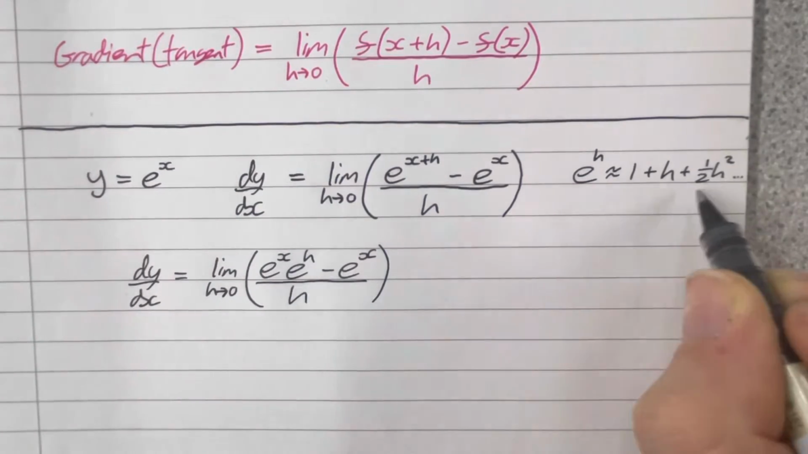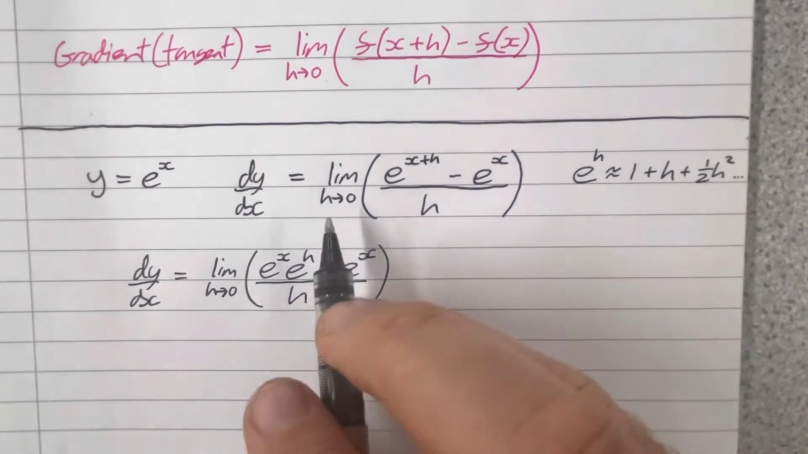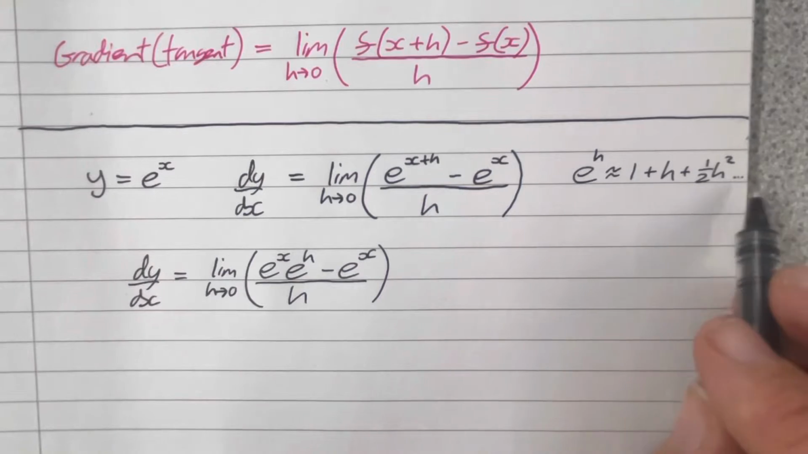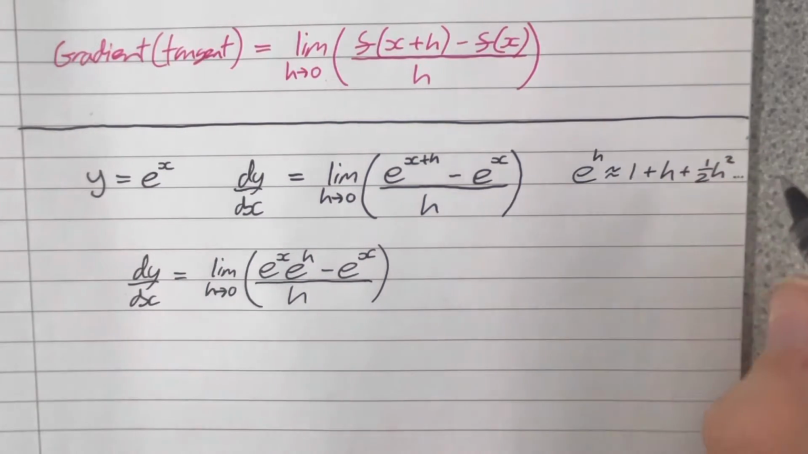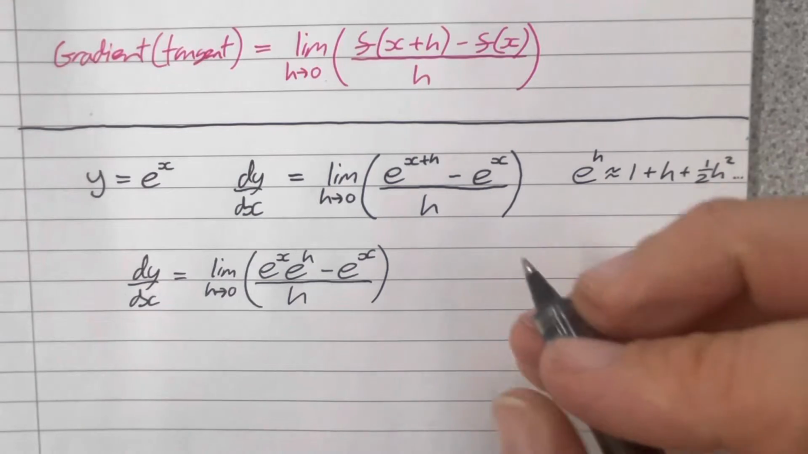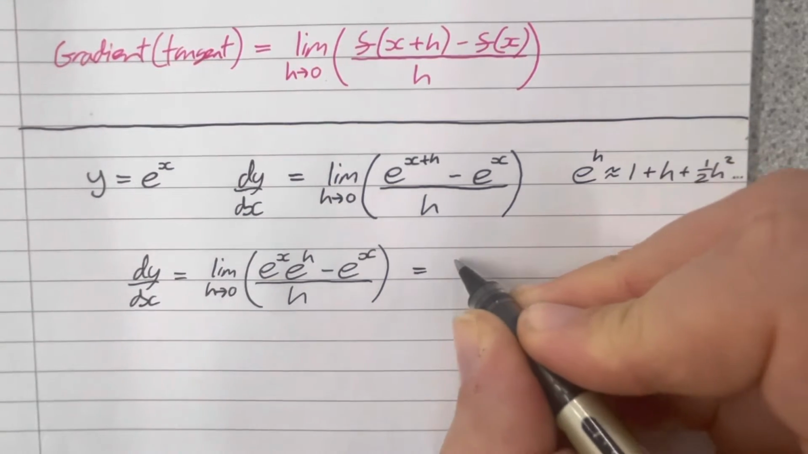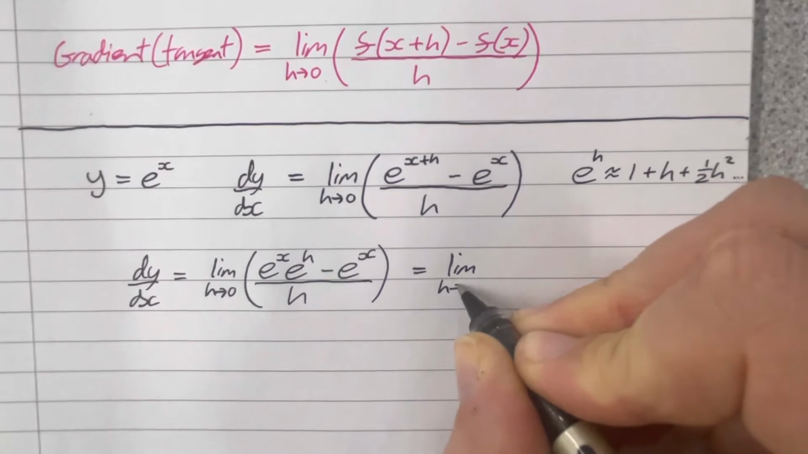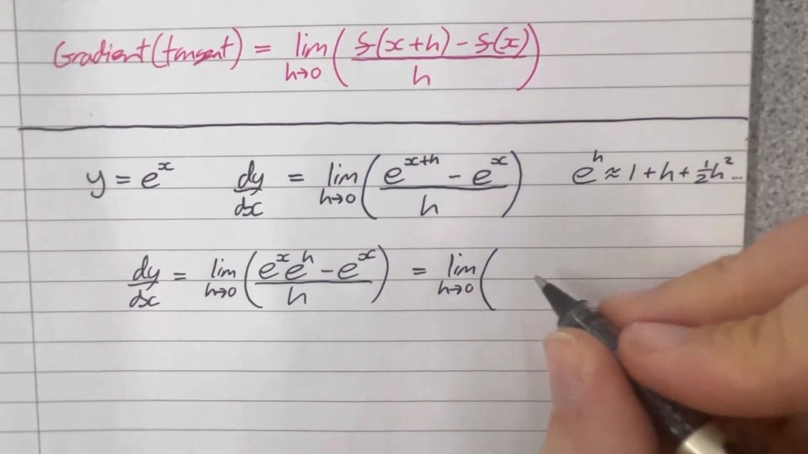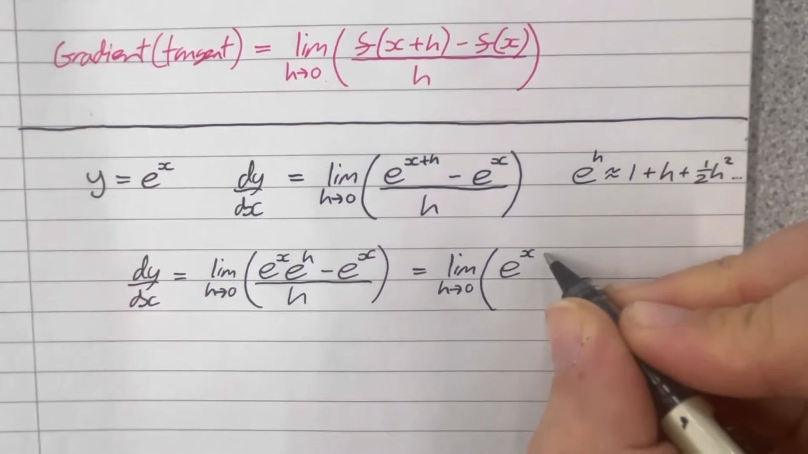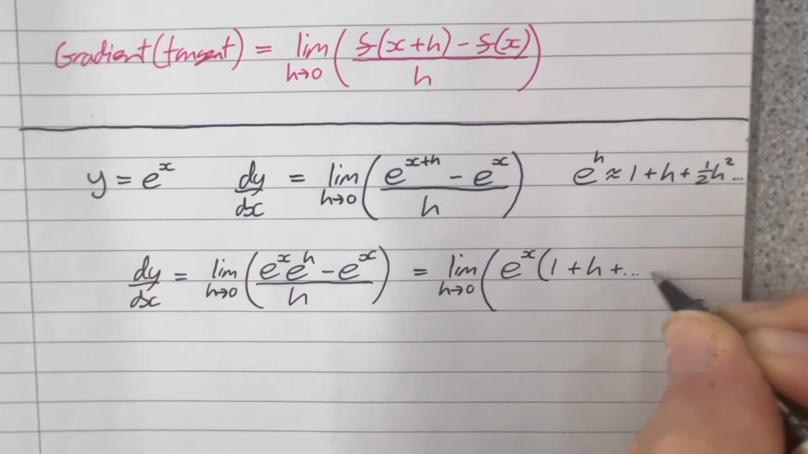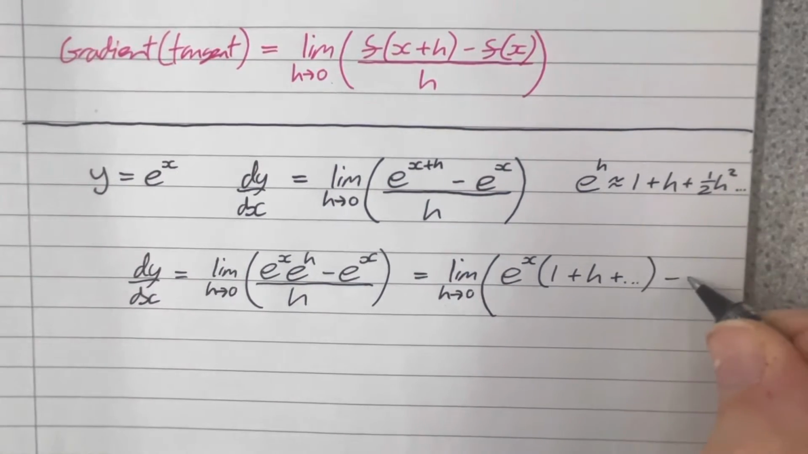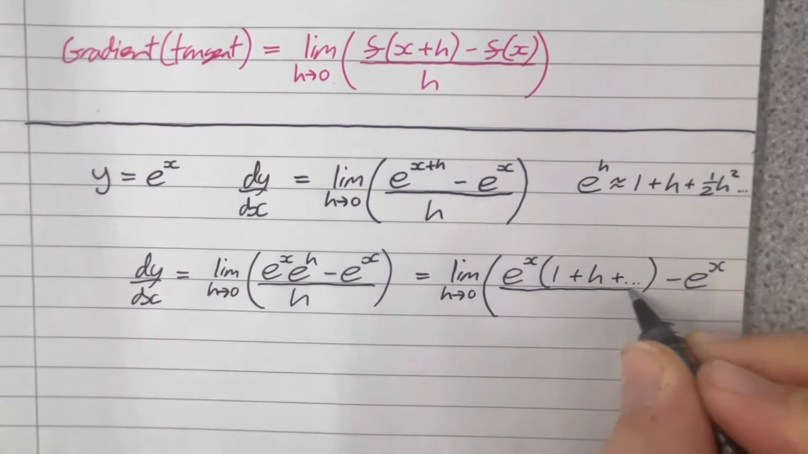Now I can use my definition for e to the h. Because h is going to go to 0, all of these higher order terms become insignificant. They go to 0 much quicker than these ones, so these ones will dominate. So that's going to equal the limit as h tends to 0 of e to the x times 1 plus h plus, don't actually need the rest, minus e to the x, all divided by h.